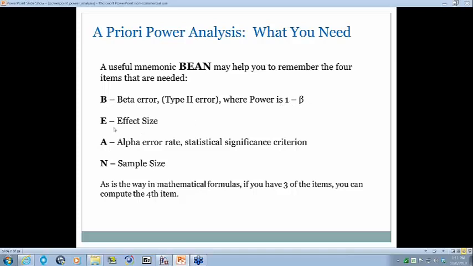E is your effect size. A is that alpha error rate, that 0.05, and N is your sample size. And as it is with many mathematical formulas, if you have 3, you can find a 4th one. So of course, what we're going to be thinking here is that I don't know the sample size. That's what I'm looking for. That's why I'm doing all of this. So I'll need this effect size, and I'll need this alpha error rate. And then I can compute this.